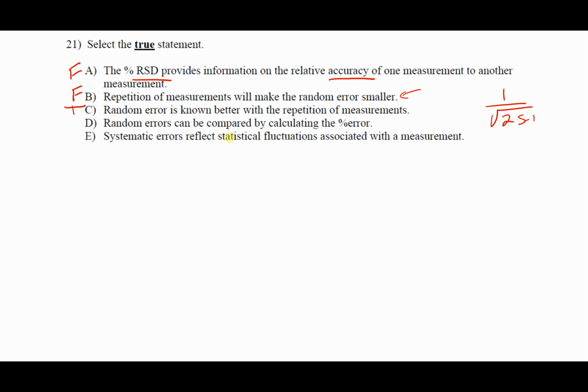Random error can be compared by calculating percent error. No, not random error, right? Systematic error is compared by that. And then systematic errors reflect statistical fluctuations within measurement. No, random errors reflect that, so false. So the answer is C.